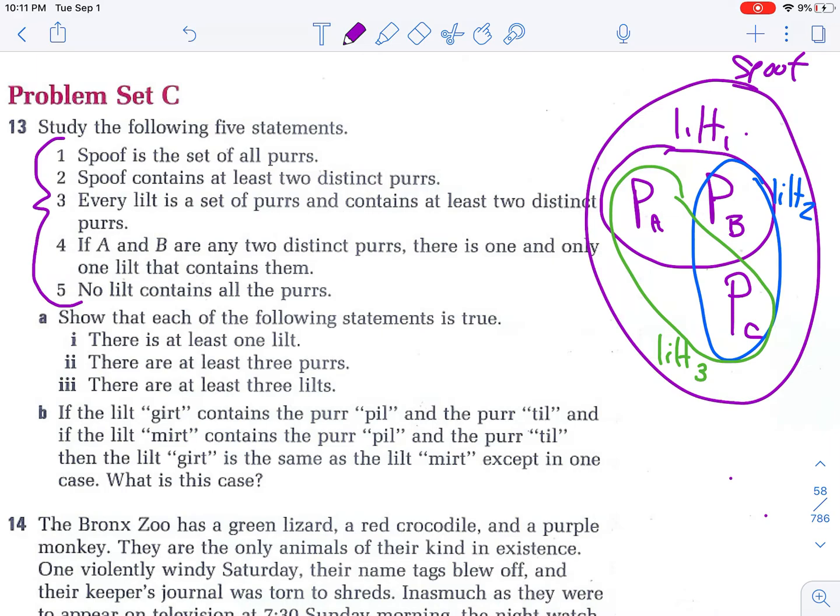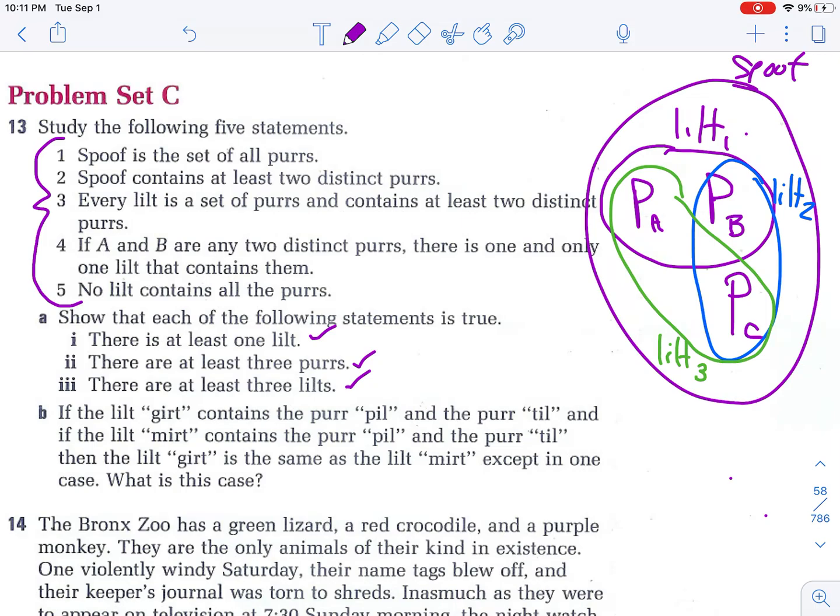Show that each of the following statements is true. There's at least one lilt, and I showed that. So I have 3 lilts, so check. There is at least 3 purrs. Okay, there you go. I have purr A, purr B, and purr C. And there are at least 3 lilts. So I have a purple one, a blue one, and a green one. So I showed that with my little drawing over there. Hopefully the drawing makes sense and helps.